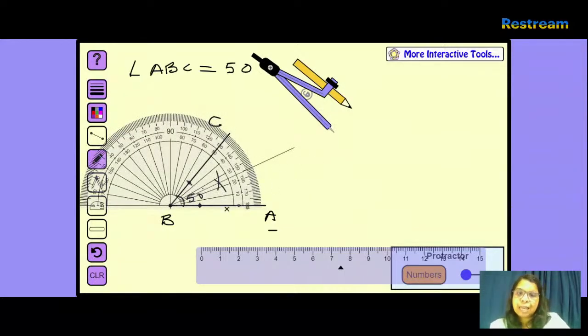See, it is exactly 25 degrees: 0, 10, 20, 25. So this is how you bisect your angle. Now you will say this was a very small angle. It was so easy to bisect.